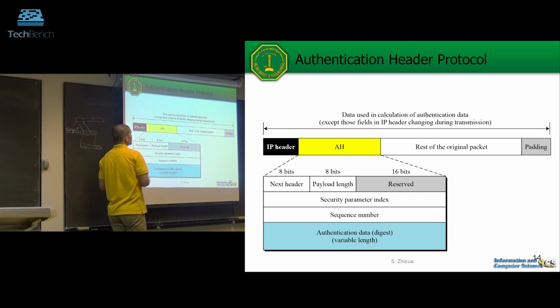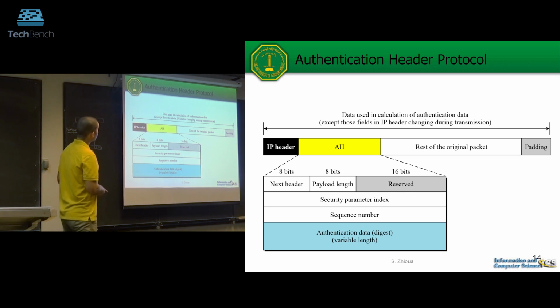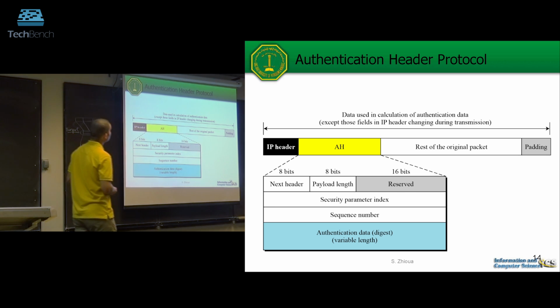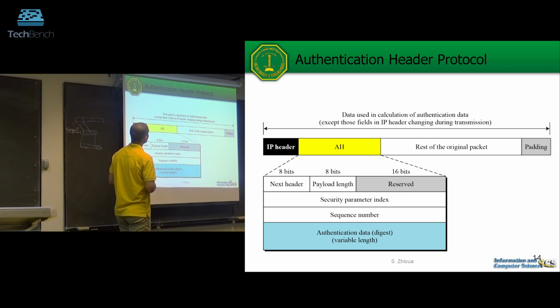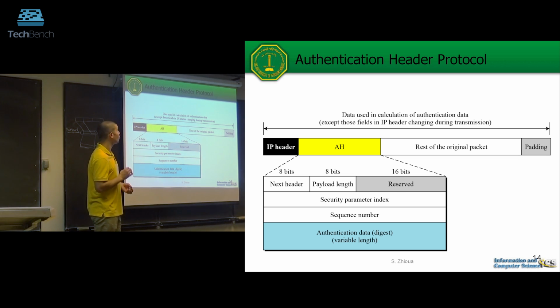So how is this implemented? Basically, to compute this authentication header, you initially replace this field by zeros. When you compute, you replace it by zeros, you compute the hash, and then you replace those zeros by that digest. Another thing is that the data used in calculation of authentication excludes those fields in the IP header that change during transmission.